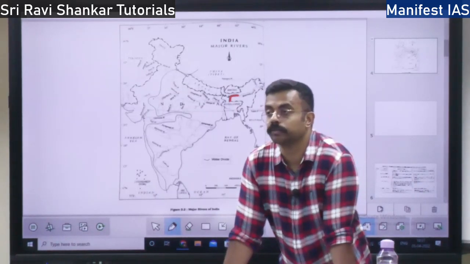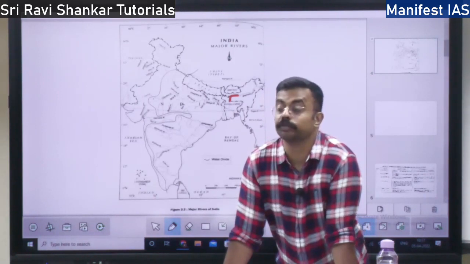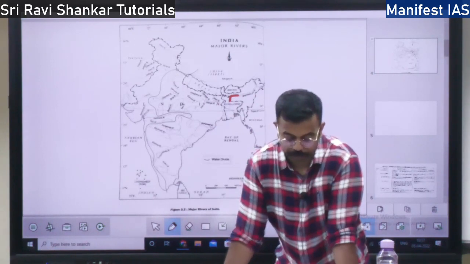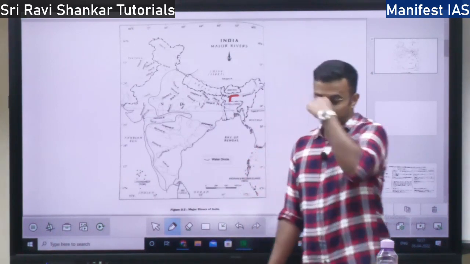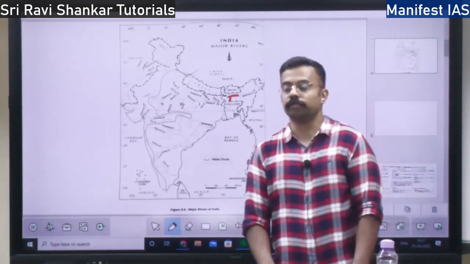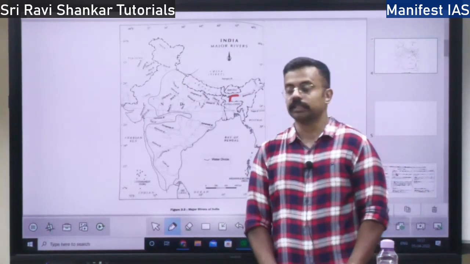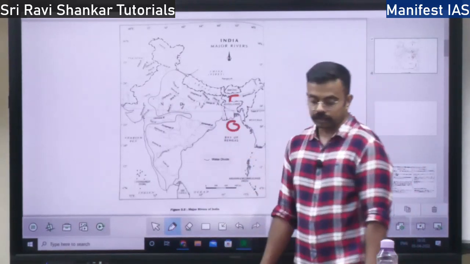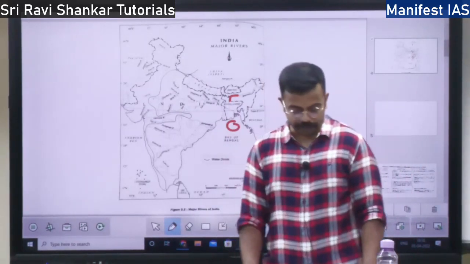So this Jamuna joins with the Padma River. Padma is the Ganga River. So the Ganga going into Bangladesh is called Padma. After this Jamuna joins with Padma, they flow into the Bay of Bengal region, right? Here it flows into the Bay of Bengal region. So this is about the Brahmaputra river system.